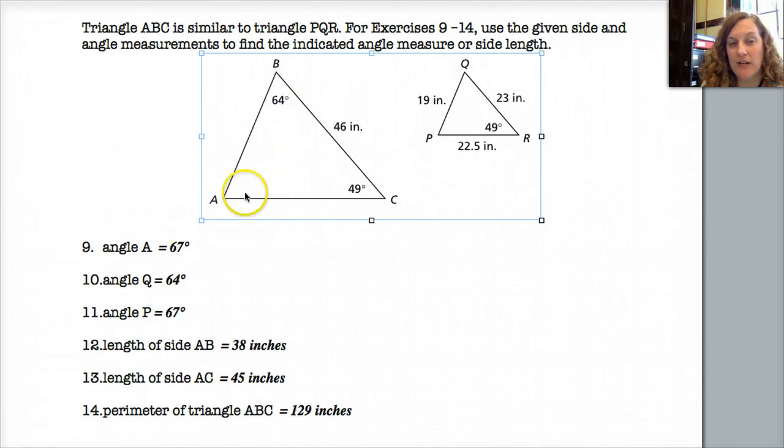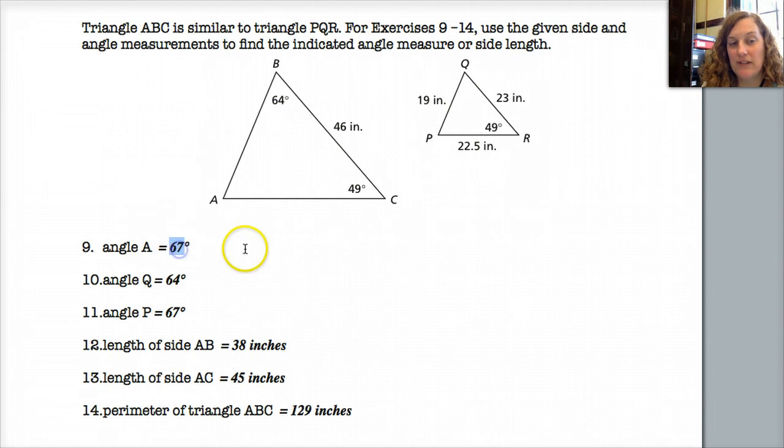The easiest angle to find first is A. That's the one over here in the corner, because remember, angles inside of a triangle add up to 180. They're half of a rectangle, which is 360, so 180 for a triangle. So if you have 64 plus 49, that leaves you 67 for angle A.